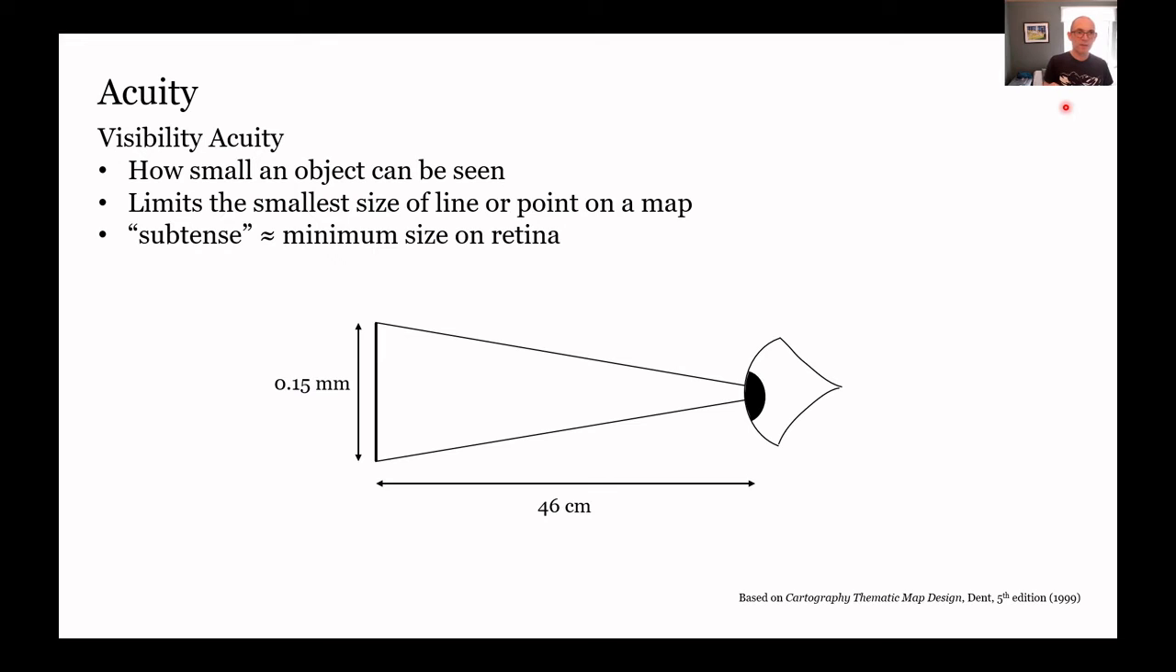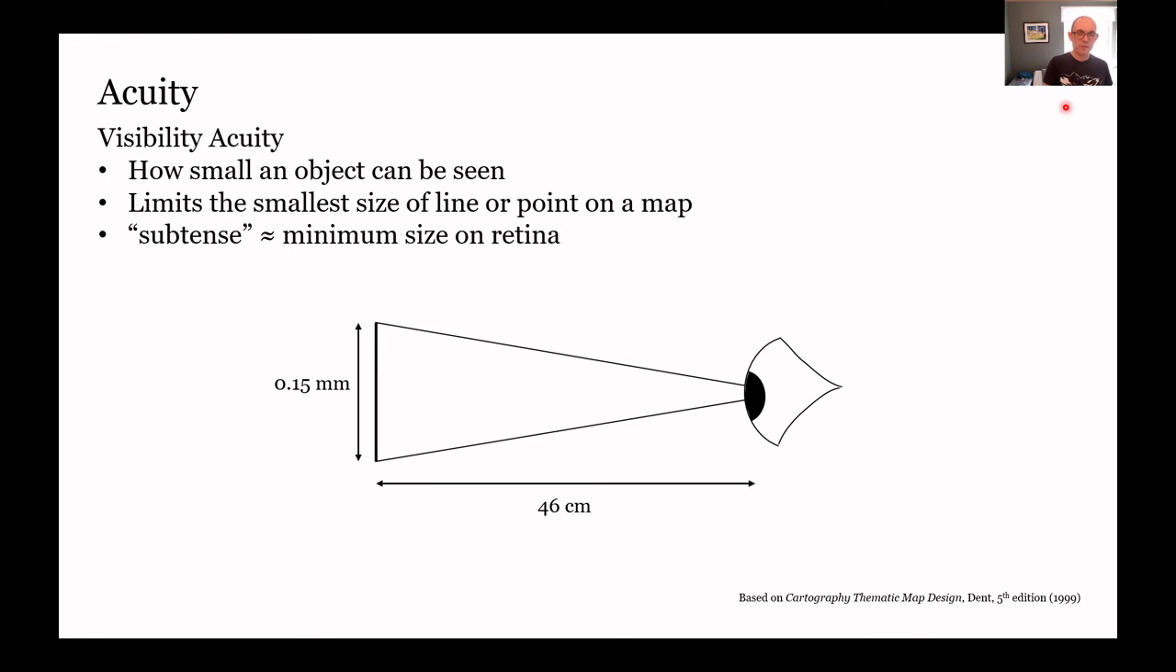If we look at the visibility acuity, it tells us what's the smallest thing that we can see on a map, the smallest point or line. We can see a black line or a black point on a white background, for example. This changes somewhat with colour, depending on which colours are being used. If we've got black on yellow, it's even more distinct than black on white. But generally speaking, this is going to be using the black on white idea, and the variations on that, obviously.